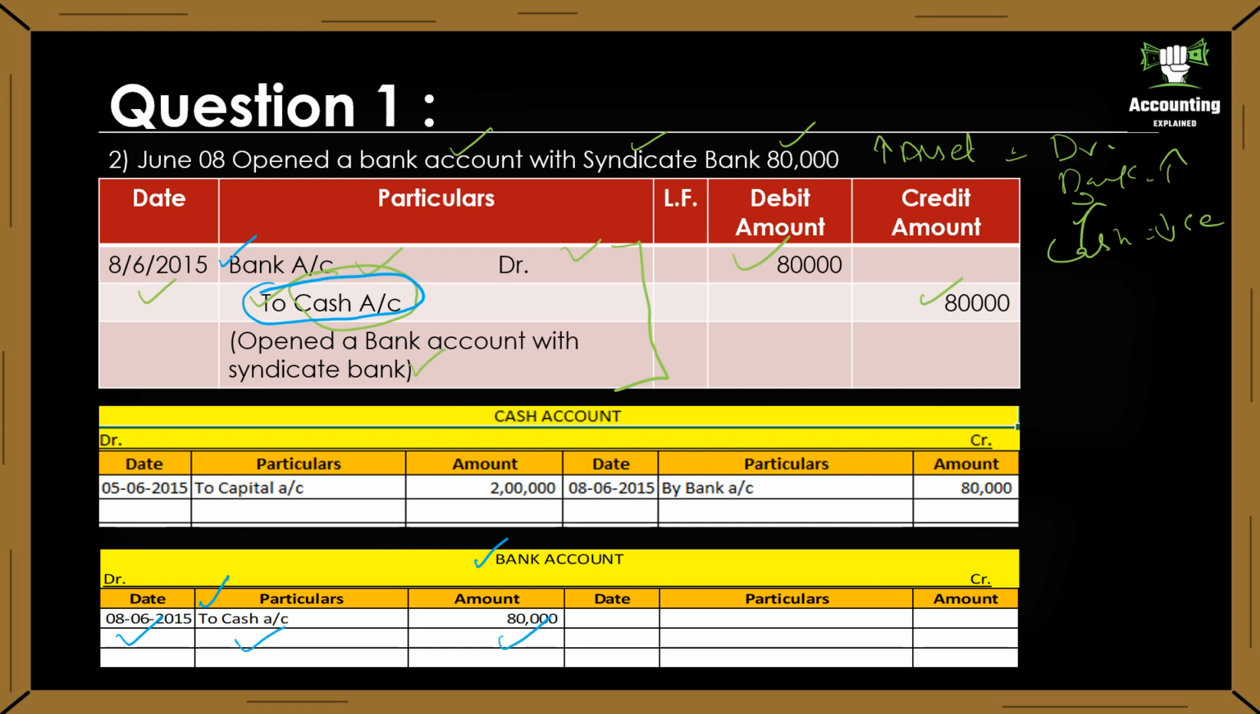And we are going to write in the cash account we have opened already. See, this transaction is there, 5/6/2015, to capital account 2 lakhs. So we are going to maintain the same cash account. Okay, so what is opposite of bank? Cash account. That cash account we have opened. What have we done to the bank account? We have debited it. Now we have to credit it in the ledger. Credit will start with 'By'. On 8 June 2015, by bank account 80,000 rupees will be the entry in the ledger.